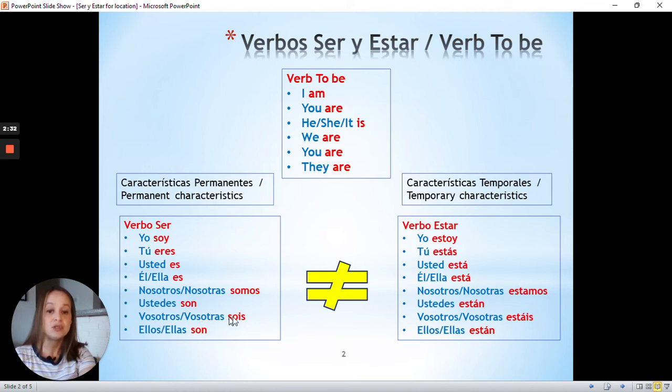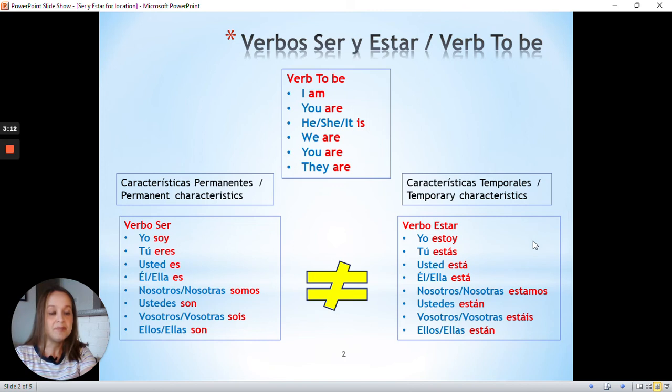Vosotros and vosotras sois. This is the form used in Spain, and sois is the conjugation of the verb ser in simple present tense. Vosotros and vosotras is used more in informal circumstances. When people in Spain want to address others using formal language, they use ustedes. And ellos son means they are. Ellas son means they are. Ellos is just for boys or both genders together, feminine and masculine, and ellas is just for girls.